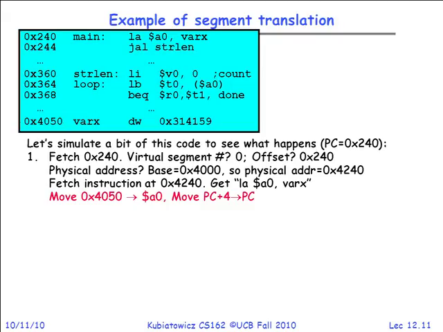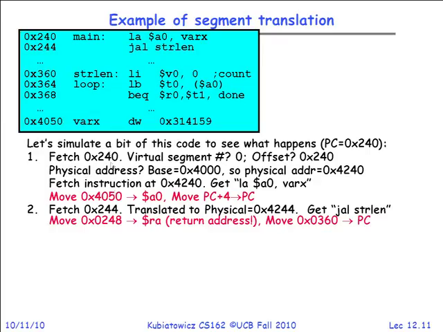Notice all this is in LA, load address. When we actually try to use it, we're going to have to go through the translation process. But for now, A0 actually has the value 4050 in it. Let's see if we go a little further.